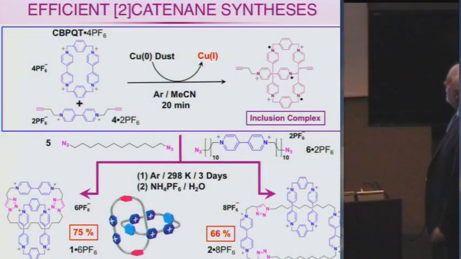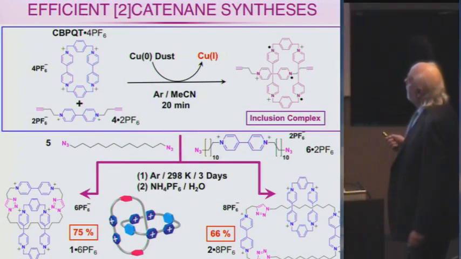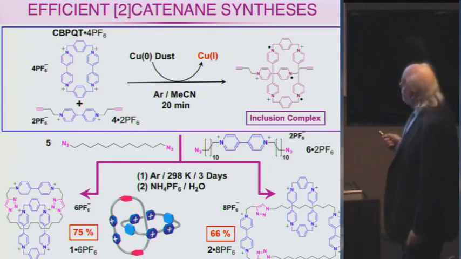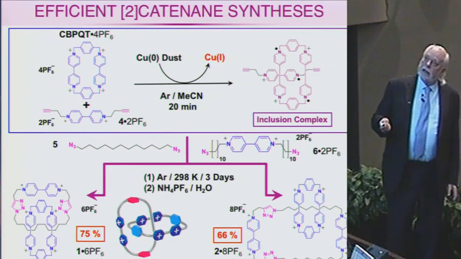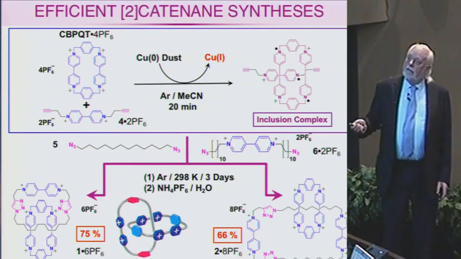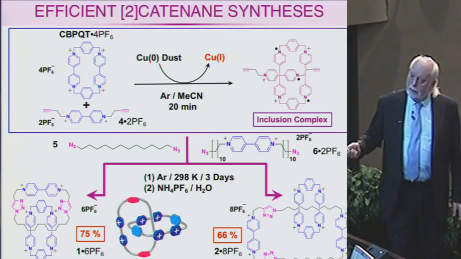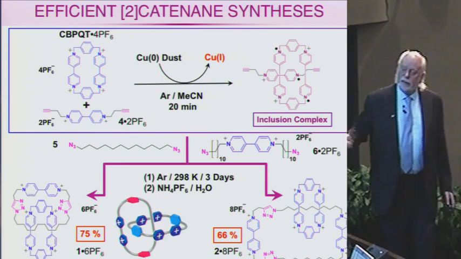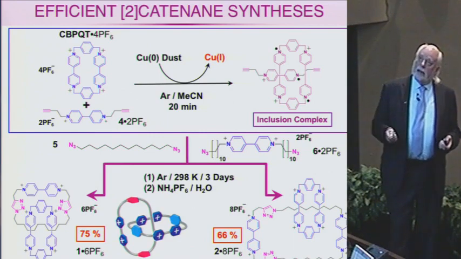Here's a very neat one that allows us to make catenanes by using copper as a template in order to bring about the formation of the trisradical tricationic complex. And then having done that, and it's all in situ, the copper can be used to effectively drive a click reaction twice over. And so here's an example of a couple of catenanes that have been synthesized in quite good yield by this rather ingenious method.